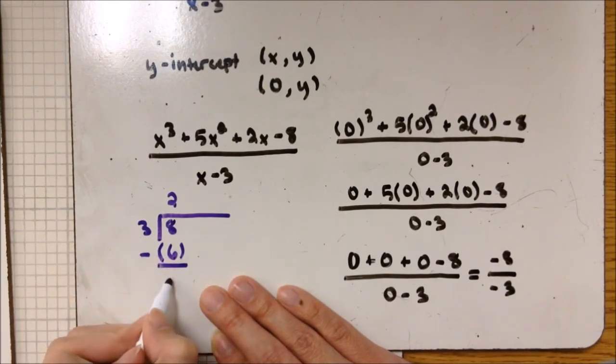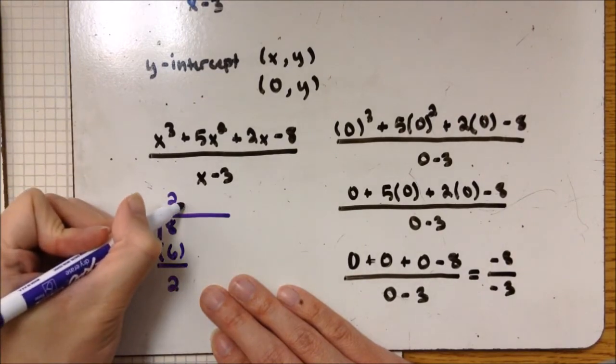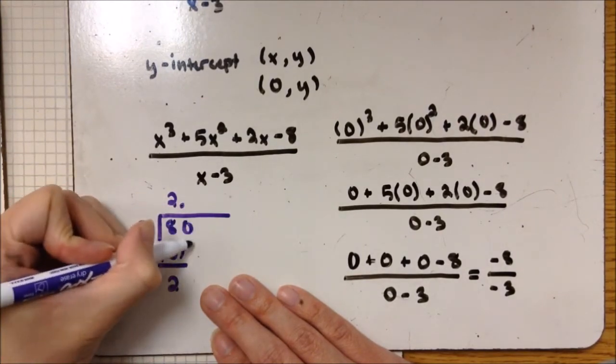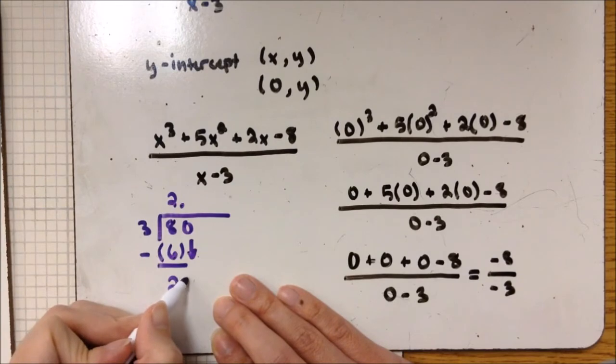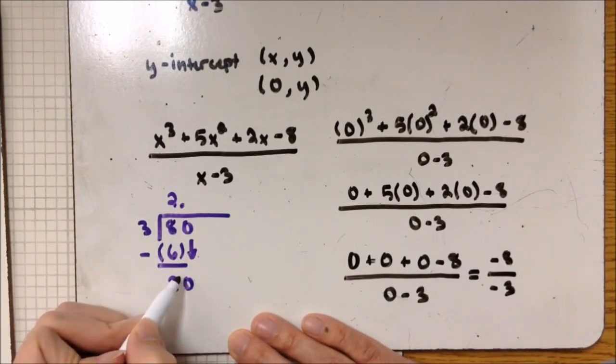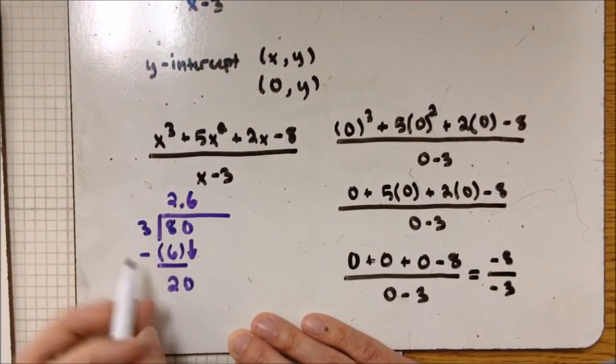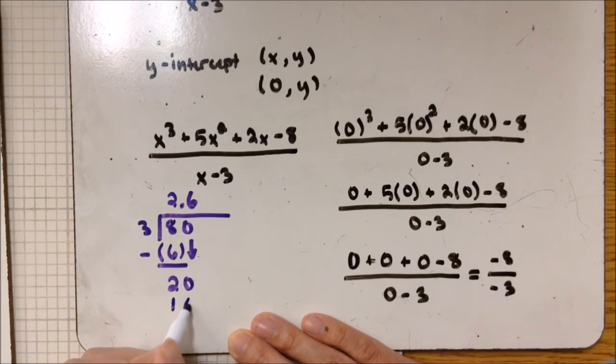And we're left with 2. Now we can't just end there, so I'm going to put a decimal, add a 0, bring it down, and this is a 20. Now, 3 goes into 20 6 times. So 6 times 3 is 18. Subtract, I'm left with 2.